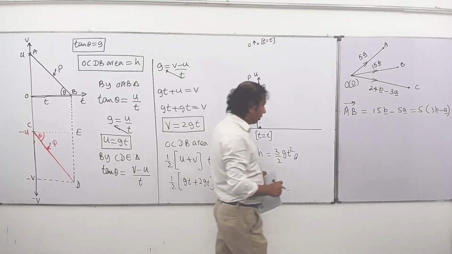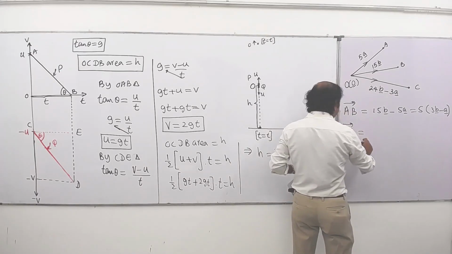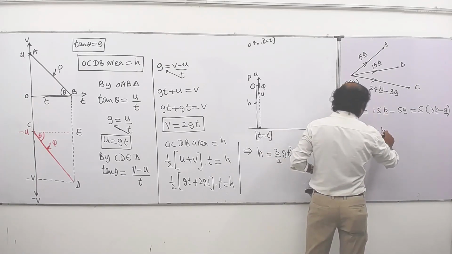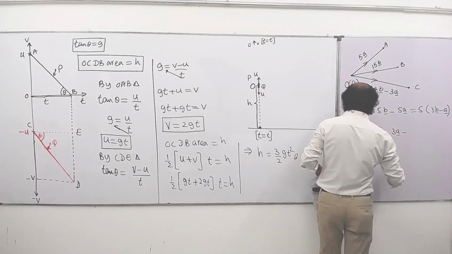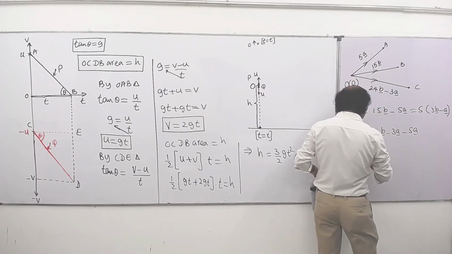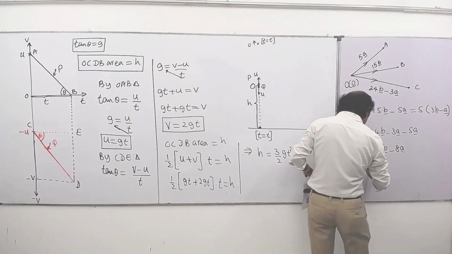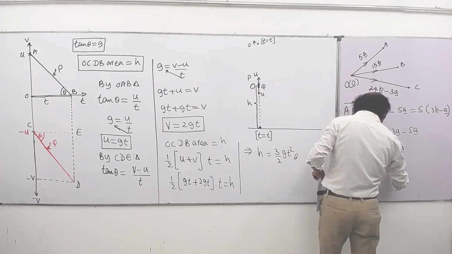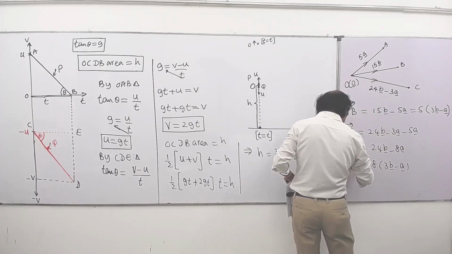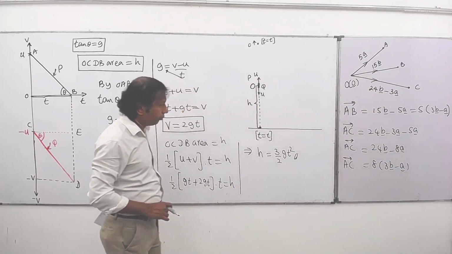Next one, AC vector we can write. Position vector of C minus position vector of A. Position vector of C is, people, 24B minus 3A, minus position vector of A, 5A. What do you get there? 24B minus 8A. Take 8 out. 3B minus A. We get for what? AC vector. Okay?